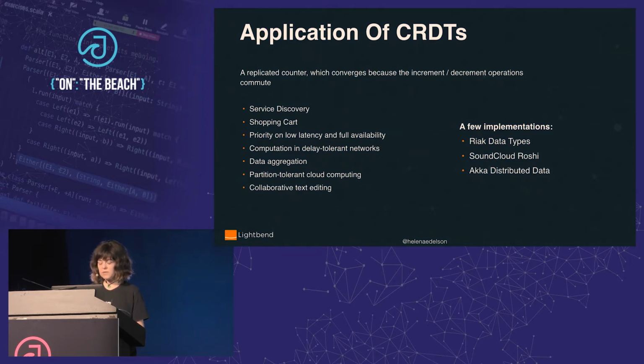So for the application of CRDTs, one example is a replicated counter, which will converge because it has increment-only or increment and decrement operations that commute, and that's based on a mathematical premise. So you could have things like service discovery, shopping carts, where you're doing data aggregation. Actually, a really classic example is collaborative text editing.